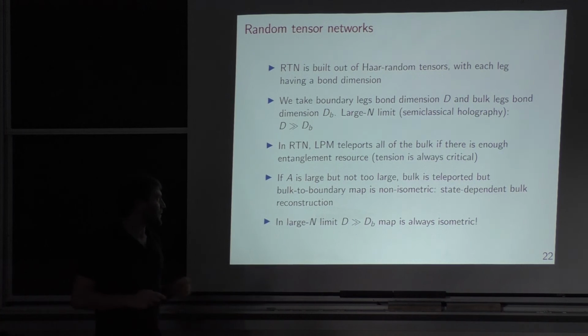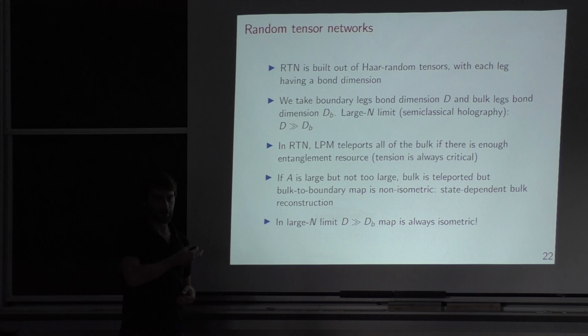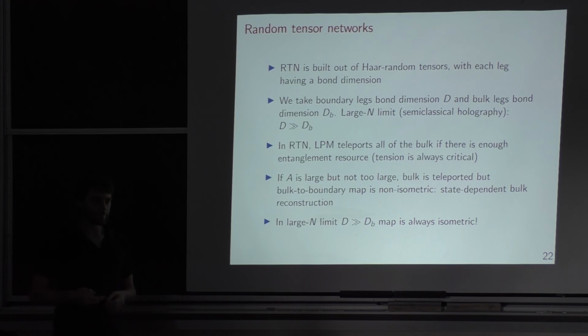And an interesting fact: the same analysis tells you that in the large limit, when you take the bond dimension of the boundary to be much larger than the bulk bond dimension, the map remains always isometric, meaning that in holography, like in our case, you can expect to always have an isometric map.